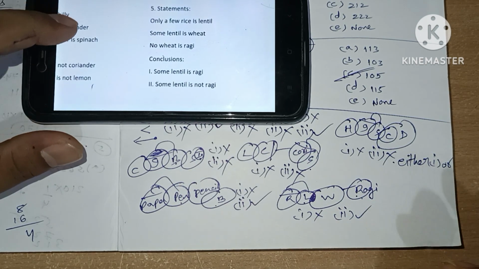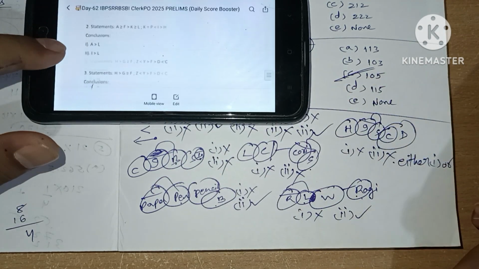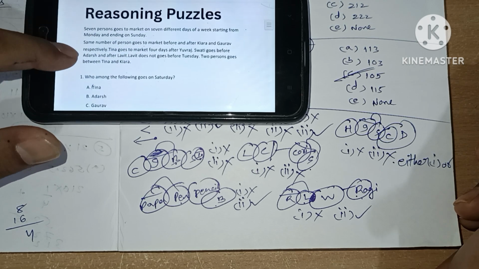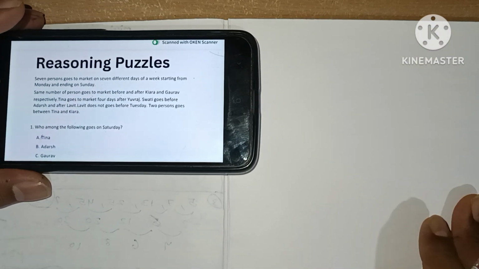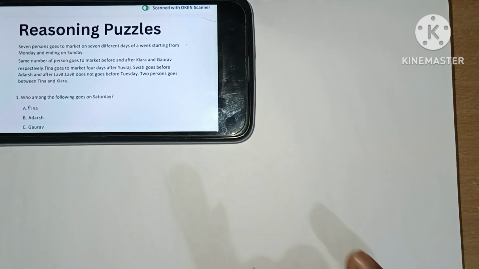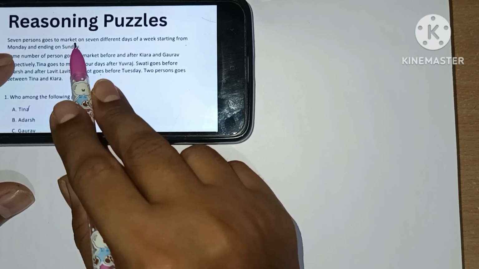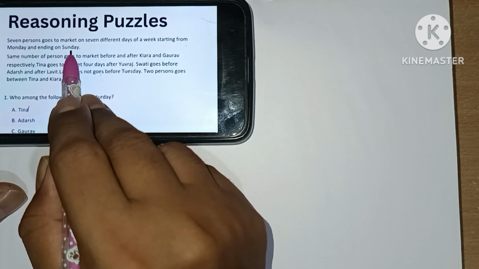Okay, now we have completed syllogisms. Now what we see here is a reasoning puzzle. Let's see this reasoning puzzle. Seven persons go to market on seven different days of a week, starting from Monday and ending on Sunday.